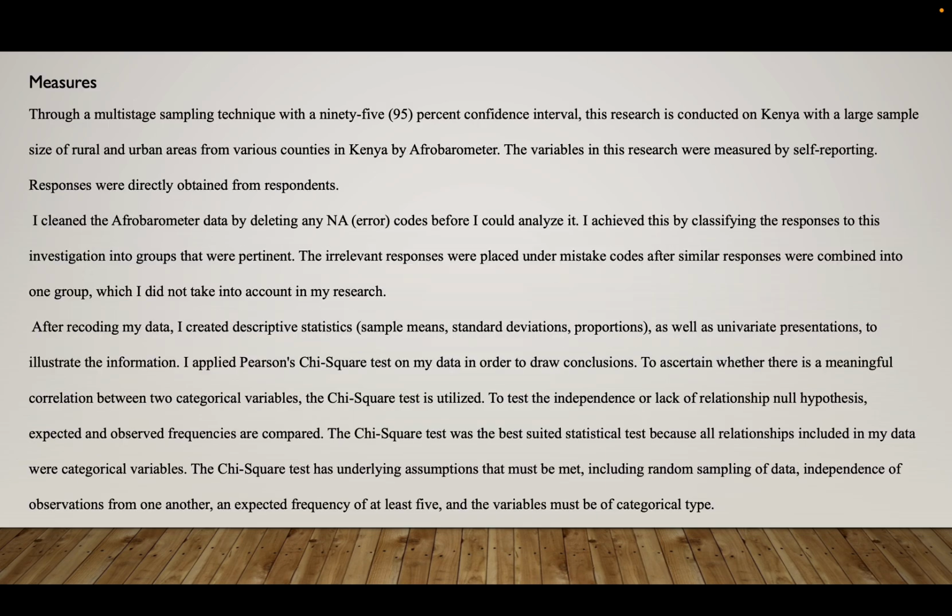So the measures I took. Through a multi-stage sampling technique with a 95% confidence interval, this research is conducted on Kenya with a large-scale size of rural and urban areas from various counties in Kenya by Afrobarometer. The variables in this research were measured by self-reporting, and the responses were directly obtained from respondents.